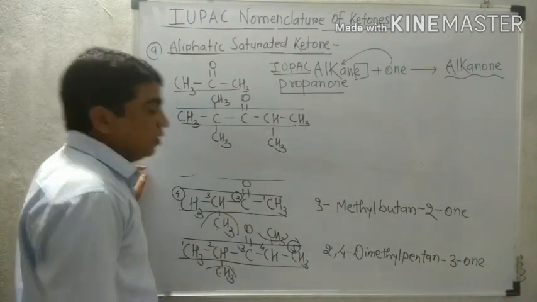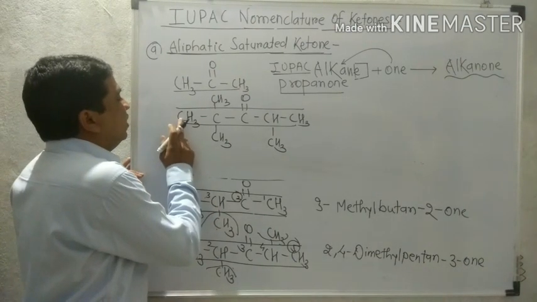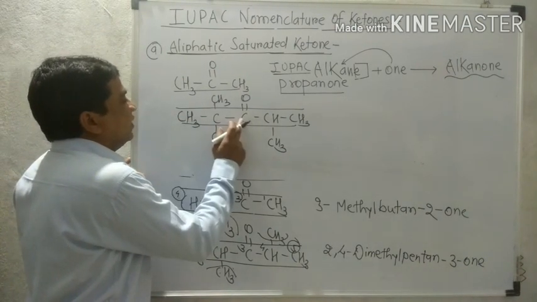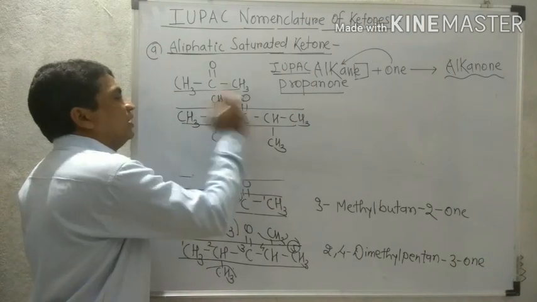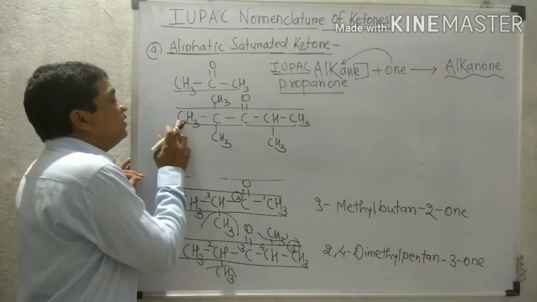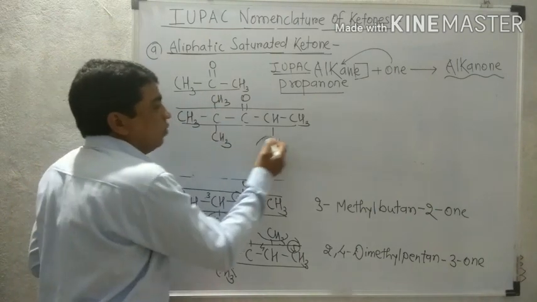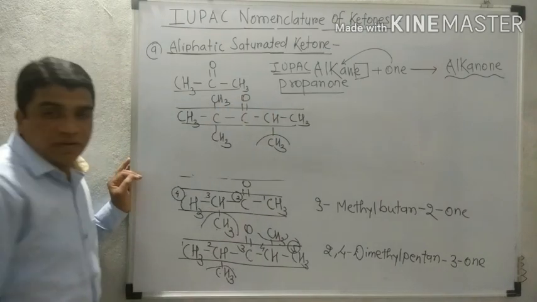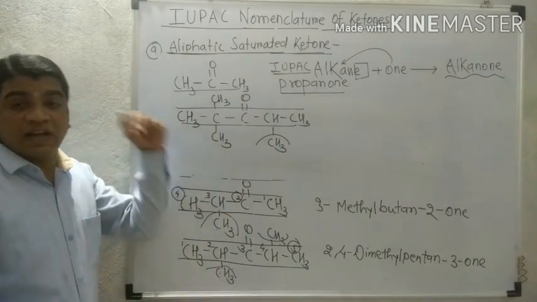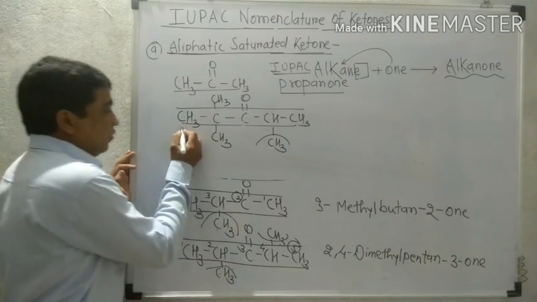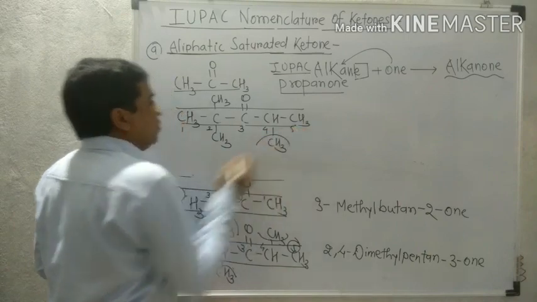After this, number the carbon chain. From this end, the C=O double bond is present at the third carbon, and from this end also at the third carbon. From this end, the second carbon contains 2 methyls, and from this end, the second carbon contains 1 methyl. So preference is given to this carbon because the second carbon contains 2 methyls. Therefore, numbering from this direction: 1, 2, 3, 4, 5.